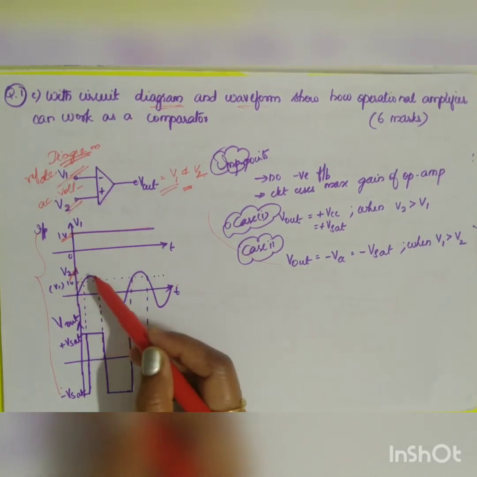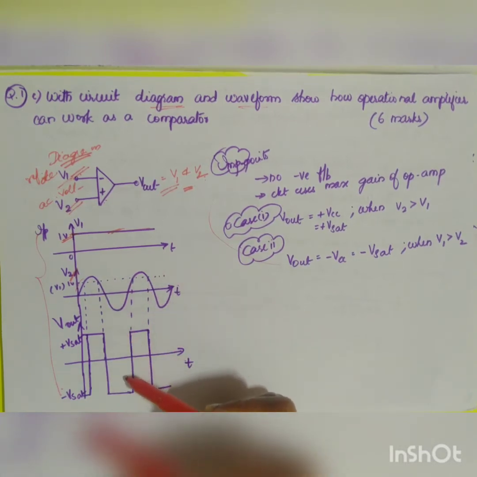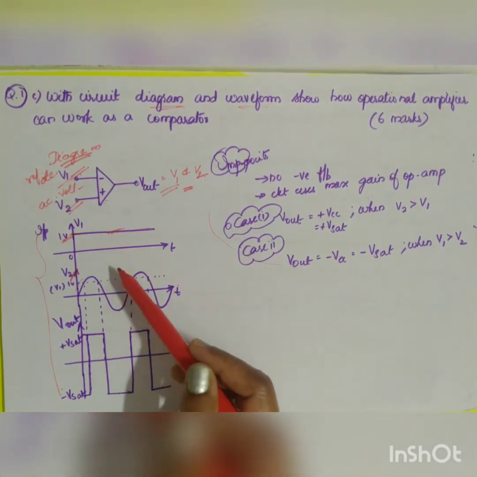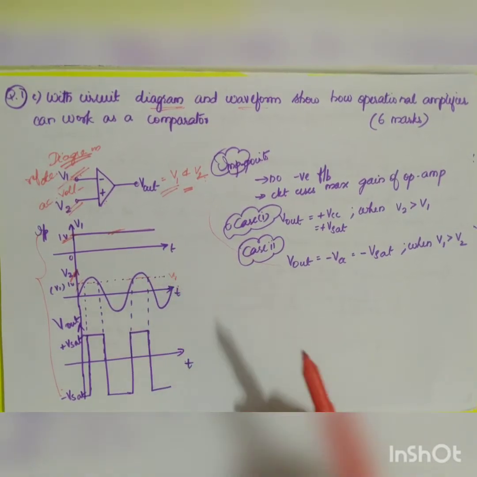And this second waveform is your input voltage V2, which is nothing but your sinusoidal signal. Now here I have taken the same V1 as your dotted line, because when you draw the output, you have to compare both the signals. See here, this dotted line is going to be your V1.